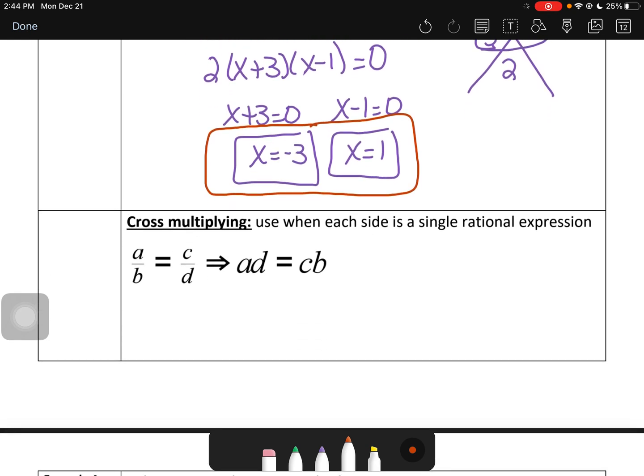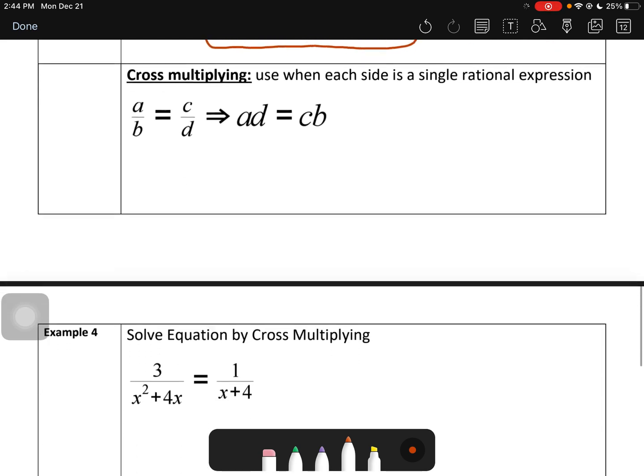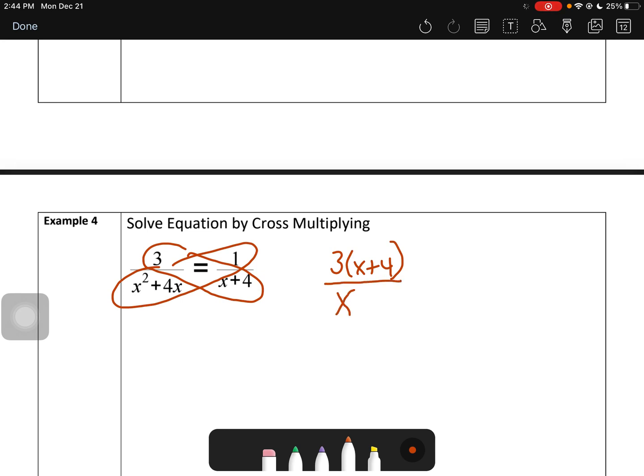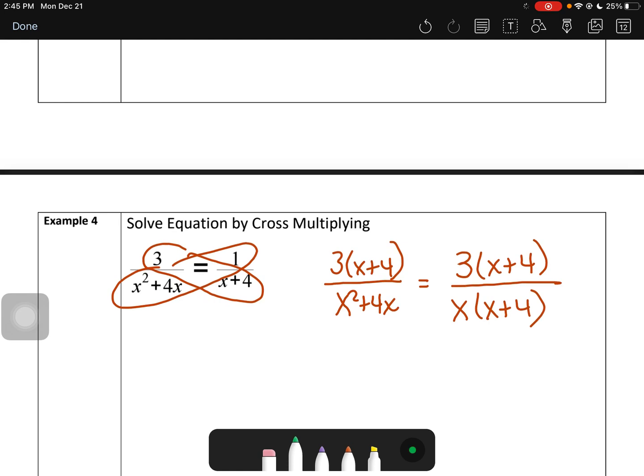In the next example, if we have only two rational expressions equal to one another, it truly is a proportion. So we can solve by cross multiplying. So we're going to take 3 times x plus 4, and we're going to leave that in factored form. And then we're going to take x squared plus 4x times 1. And we're going to make sure to factor the denominator, which has a factor of x in common. And then we can simplify the x plus 4's, and our final answer will be 3 over x.